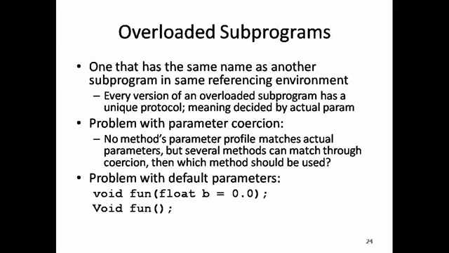An overloaded subprogram is a subprogram that has the same name as another subprogram in the same referencing environment. Every version of an overloaded subprogram must have a unique protocol, that is, it must be different from the others in the number, order, or types of its parameters, or in its return type if it is a function. The meaning of a call to an overloaded subprogram is determined by the actual parameter list. Recall, users are also allowed to write multiple versions of subprograms with the same name in Ada, Java, C++, and C#. Overloaded subprograms that have default parameters can lead to ambiguous subprogram calls.